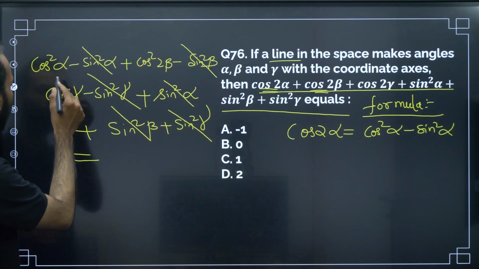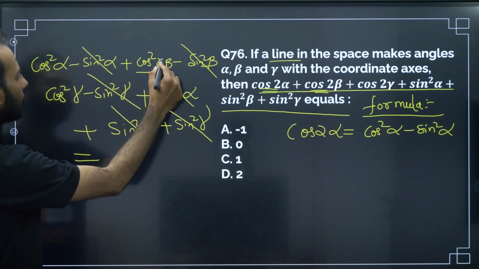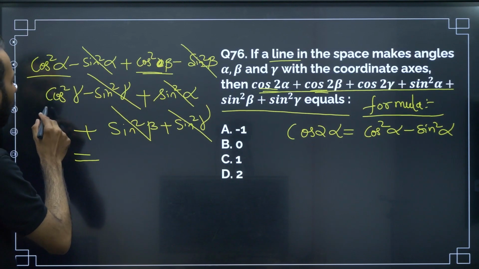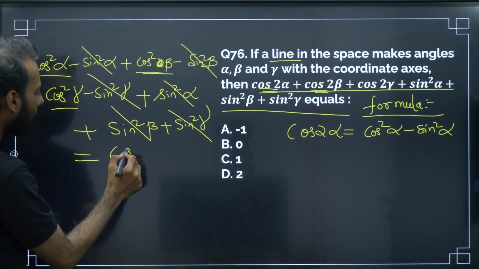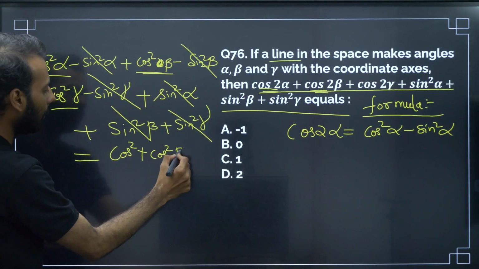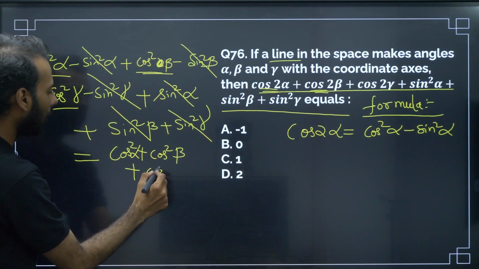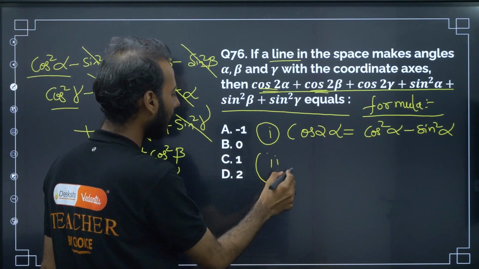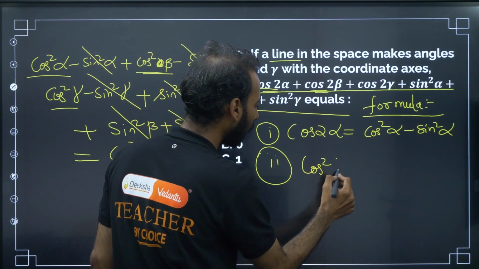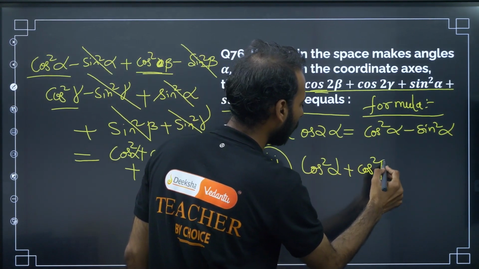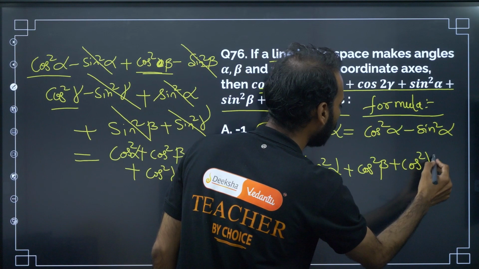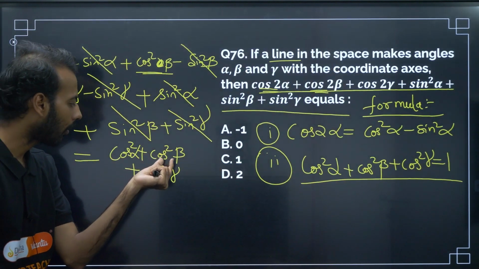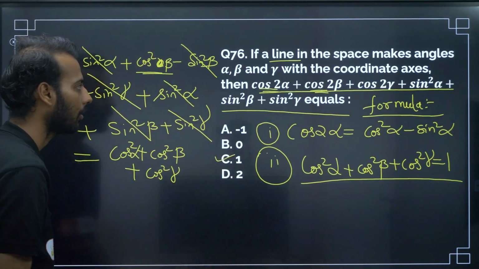We are left with cos square alpha, cos square beta. Sorry, it is cos square beta minus sin square beta. Don't take that. By mistake, I have written cos square alpha. So cos square alpha plus cos square beta plus cos square gamma. Now you recall in three-dimensional geometry, we have one formula: cos square alpha plus cos square beta plus cos square gamma is equal to 1. One derivation is there. So from there I can write cos square alpha, cos square beta, cos square gamma is equal to 1. So the answer is 1.